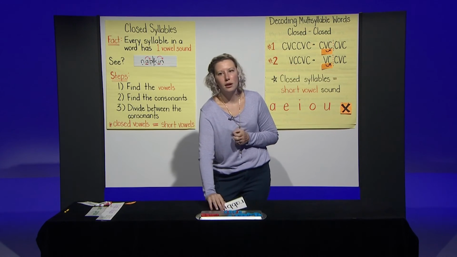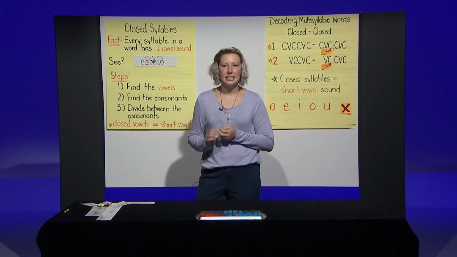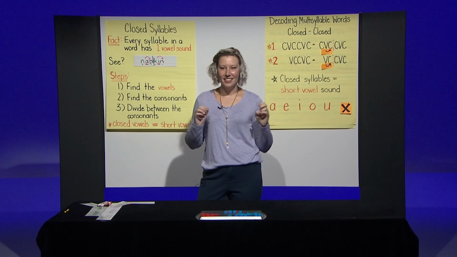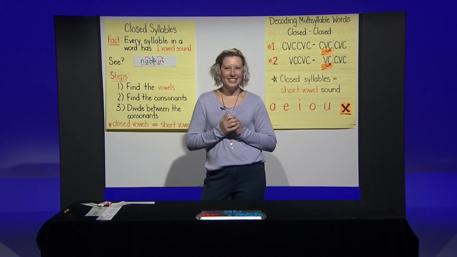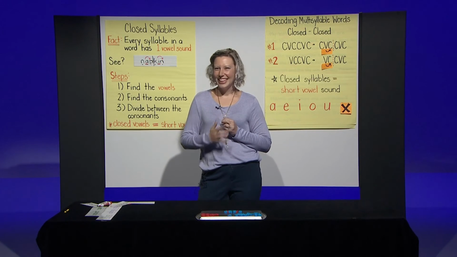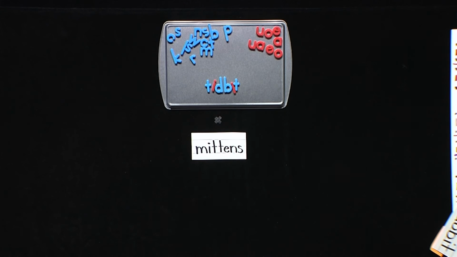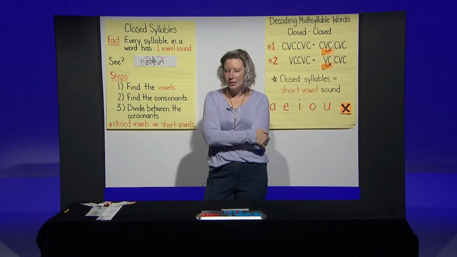Let's try one more. Let's try mittens. How would you spell mittens? Say it nice and slow. Think about your vowels. Think about your consonants. Where would you break your syllables? Let's check your work. Did you write mittens like I wrote mittens? M-I-T-T-E-N-S. Question, where would we break this word, mittens, into syllables?